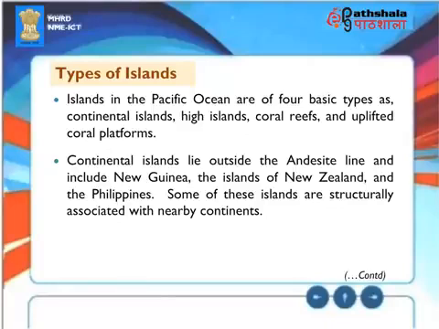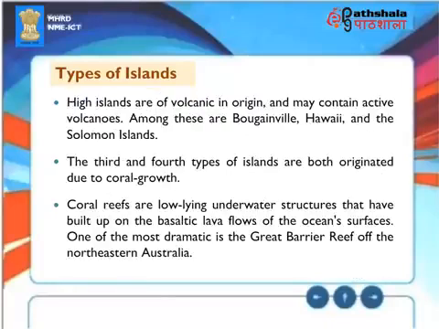Types of islands. Islands in the Pacific Ocean are of four basic types: continental islands, high islands, coral reefs, and uplifted coral platforms. Continental islands lie outside the andesite line and include New Guinea, the islands of New Zealand, and the Philippines. Some of these islands are structurally associated with nearby continents. High islands are volcanic in origin and may contain active volcanoes. Among these are Bougainville, Hawaii, and the Solomon Islands. The third and fourth types of islands both originate from coral growth. Coral reefs are low-lying underwater structures that have built up on the basaltic lava flows of the ocean's surfaces. One of the most dramatic is the Great Barrier Reef of northeastern Australia.